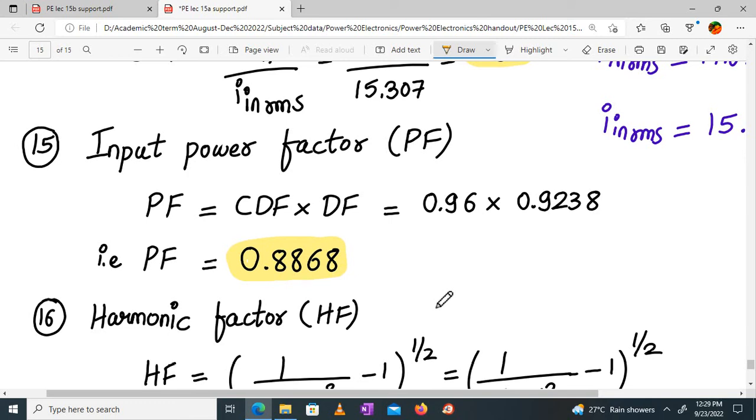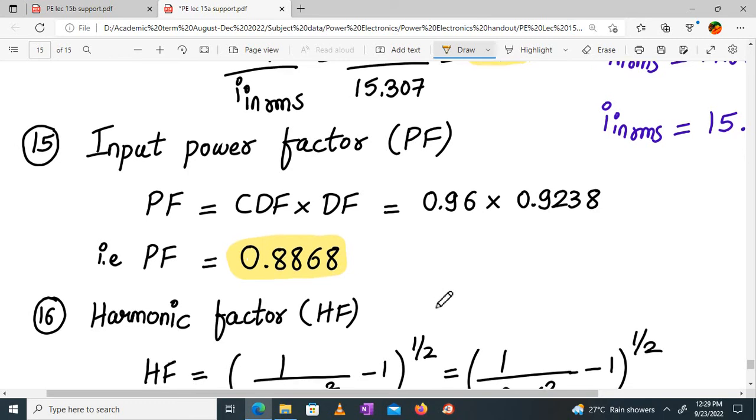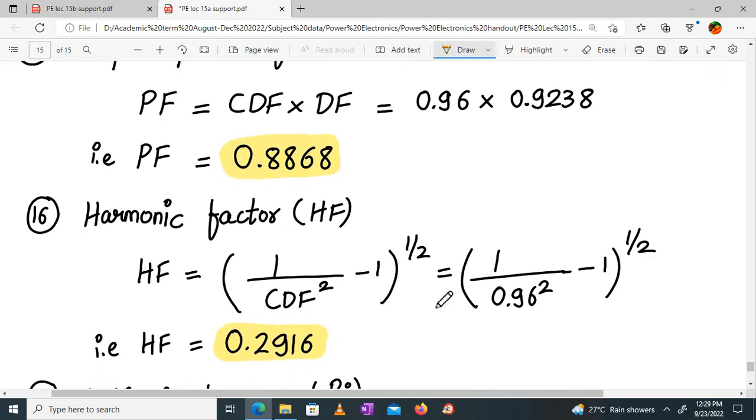Then calculate harmonic factor. Power factor is CDF into DF, which is coming out to be 0.88. Completed. And harmonic factor is 1 upon CDF square minus 1 raised to half.